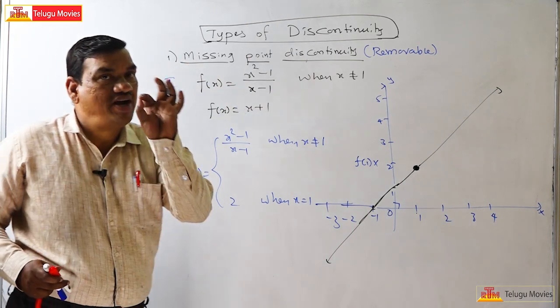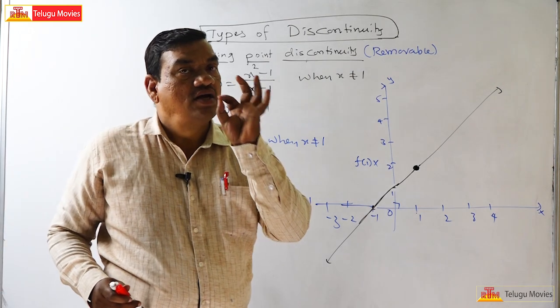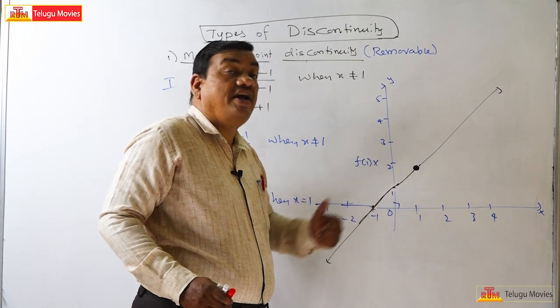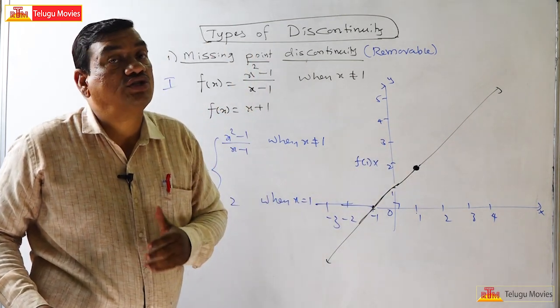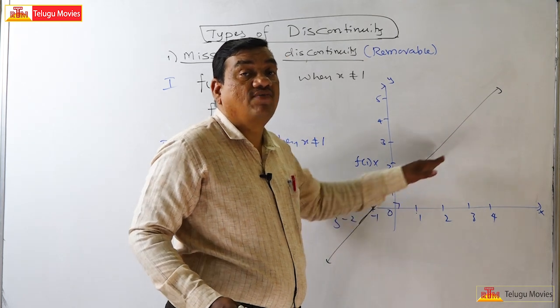One point is missed here. So you define that point. What is that point? x is equal to 1. At x is equal to 1, you define f of 1 is equal to 2. Therefore, the gap will be filled.